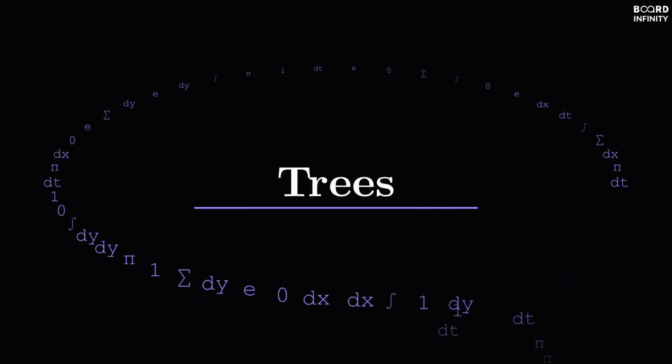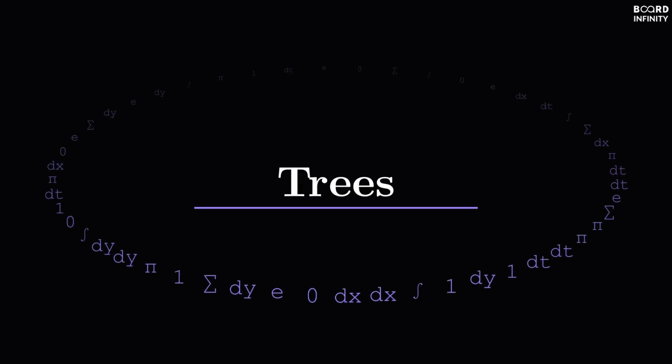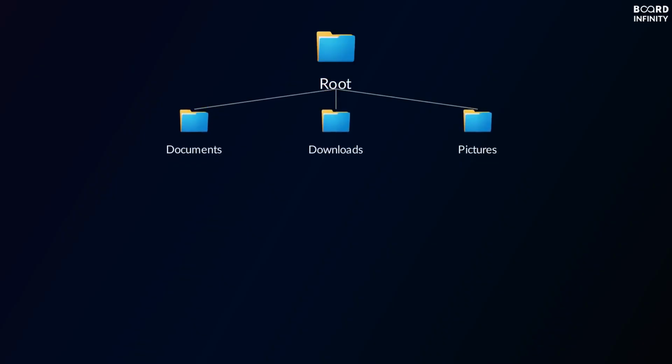Let's learn how hierarchical data can be organized with trees. Right now on your machine, there's a root directory at the top. Inside it are folders, documents, downloads, pictures. Each of those folders can contain more folders, which contain even more folders, all the way down to individual files at the bottom. This nested organization is fundamental to how information is structured and easily retrievable.